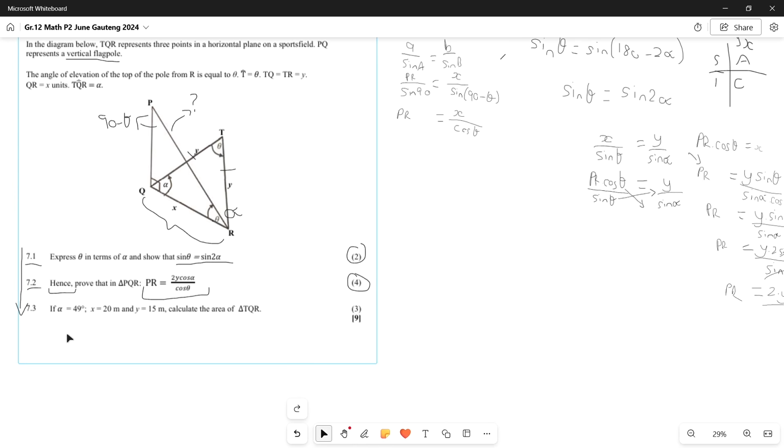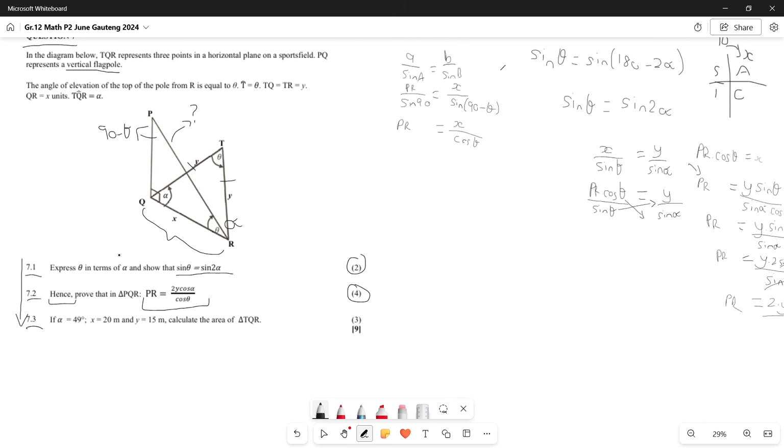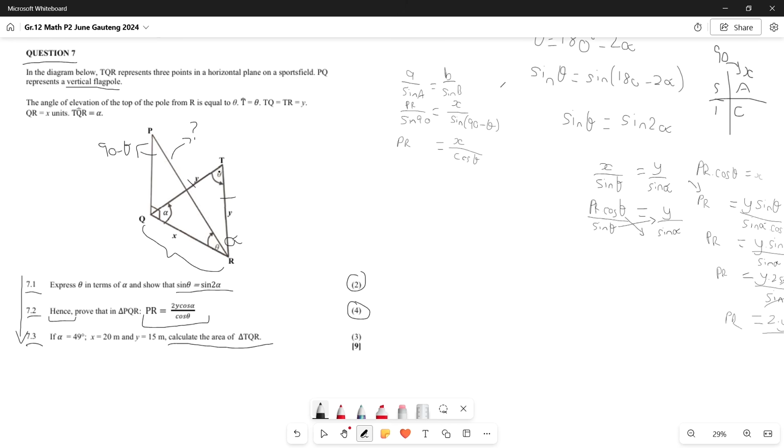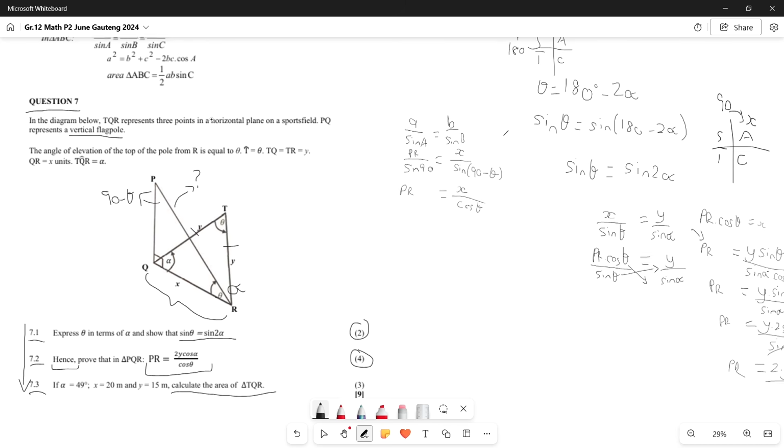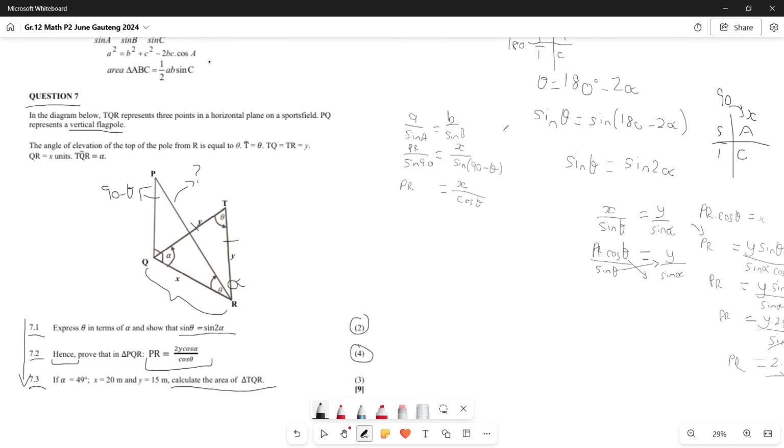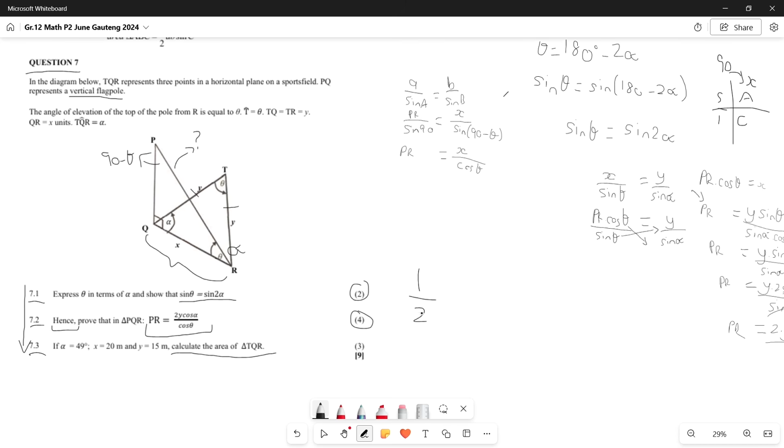And then 7.3 over here, last question of this section, it says if alpha equals 49 degrees over there, x equals 20 meters, and y equals 15 meters, calculate the area of triangle TQR. So TQR is the triangle on the base, the horizontal plane, and our area formula for a triangle is half ab sine C, which means we can just go ahead and write that down.